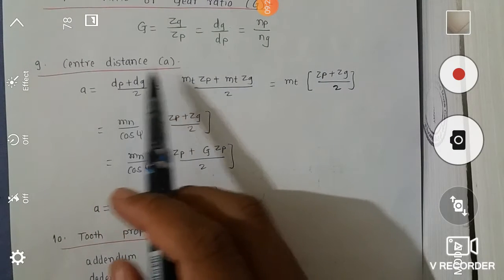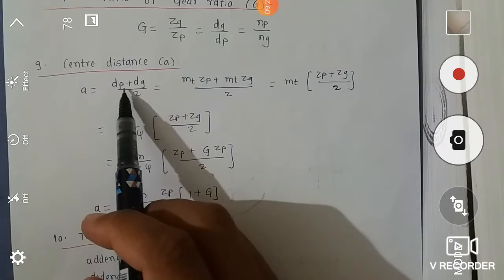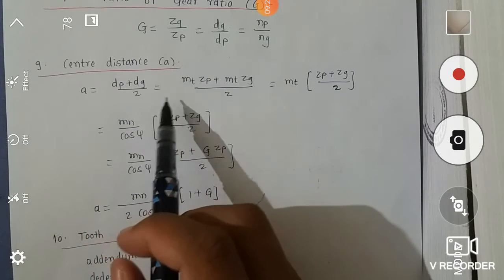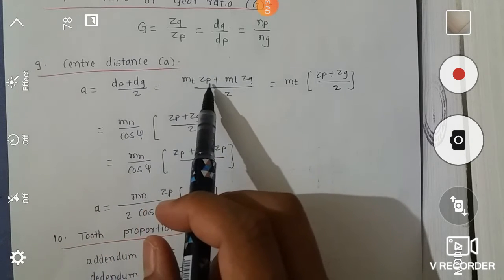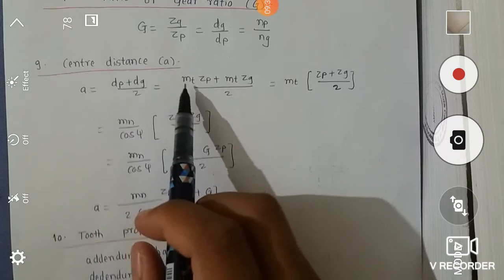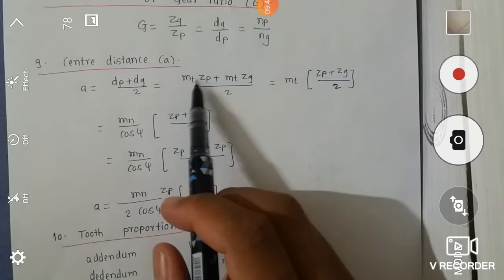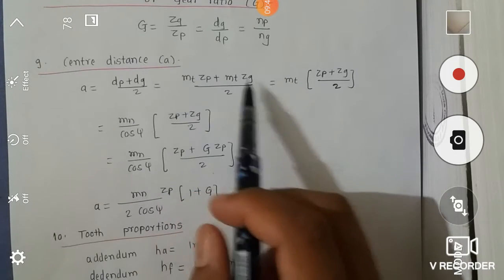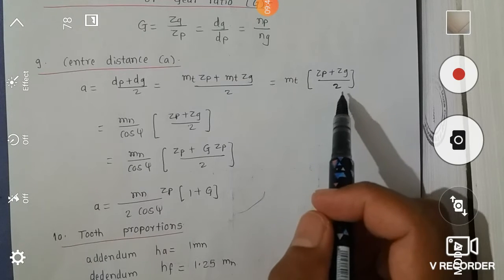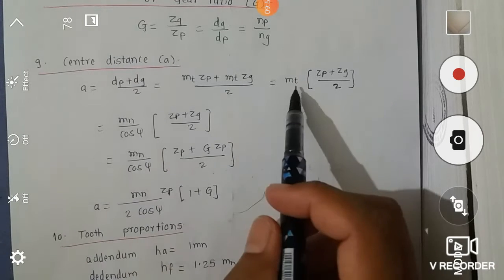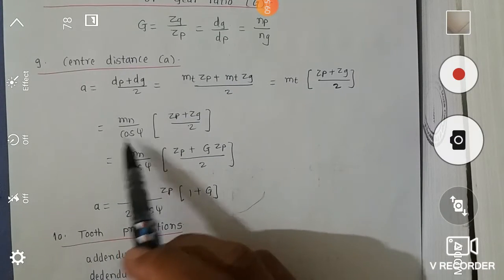Next point is center distance, which is indicated with symbol A. Center distance A is equal to (dp + dg) upon 2. We know that dp is module into number of teeth, but in this case dp is mt × zp plus mt × zg divided by 2. mt is common in both the terms, so we take mt common: mt (zp + zg) upon 2. We know the relation between mt and mn, that is mt is equal to mn upon cos ψ.